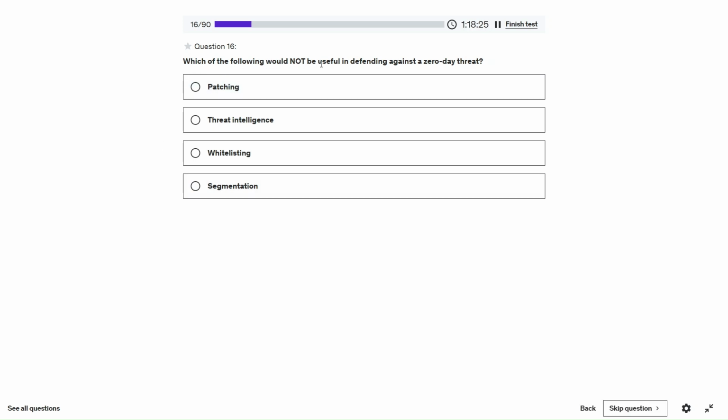Which of the following would not be useful in defending against a zero-day attack? Because a zero-day is unknown, and patching is only for known vulnerabilities.